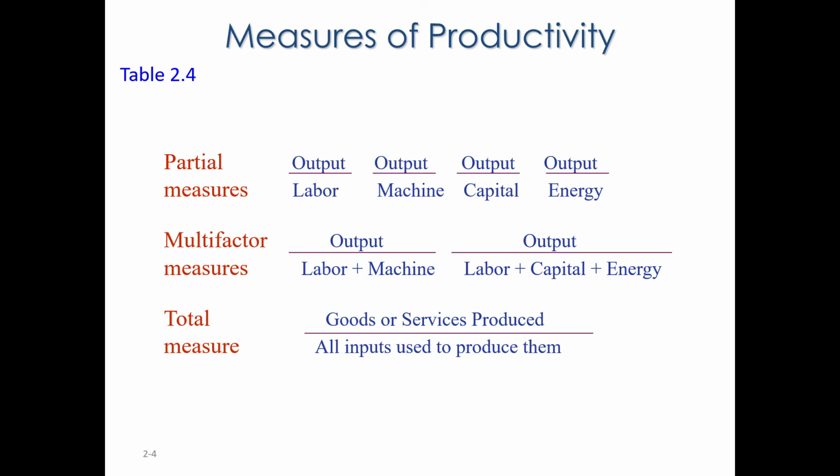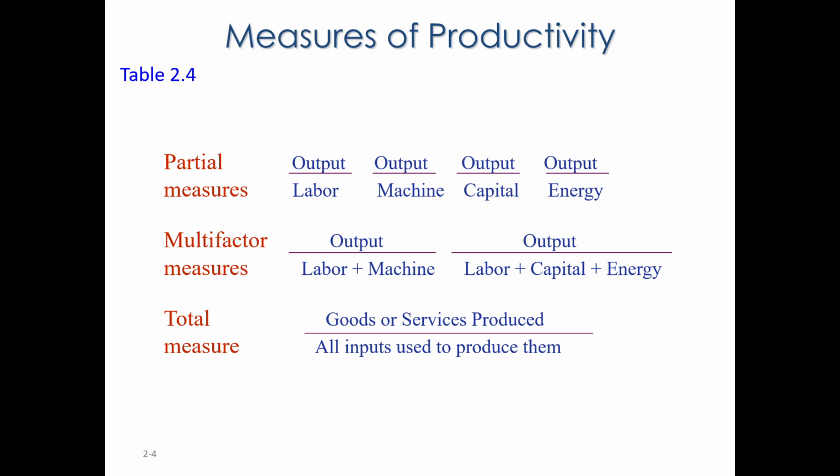Now, as I told you, for the measures of productivity, a partial measure can be your output by labor, output by machine, output by capital, output by energy. So a single factor of production, or a single input, we are taking into account. Then there are multi-factor measures. In multi-factor measures, we are not using a single factor of production or a single input; we are using multiple factors of production or inputs.